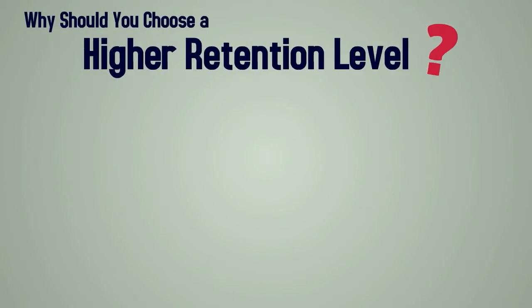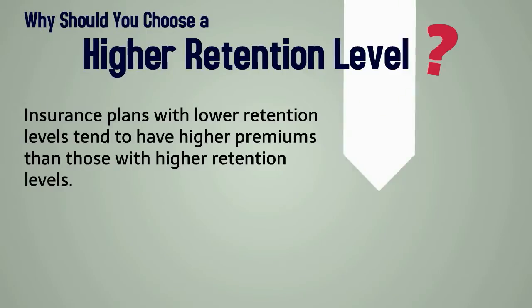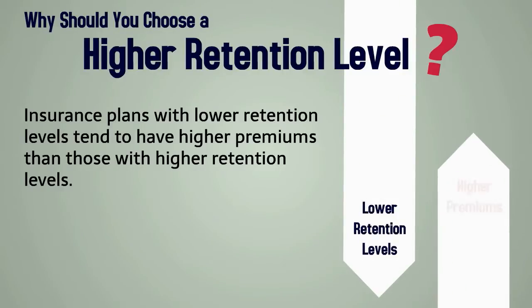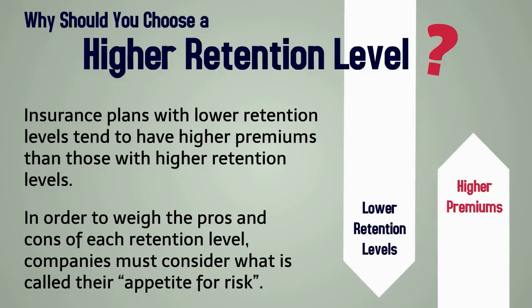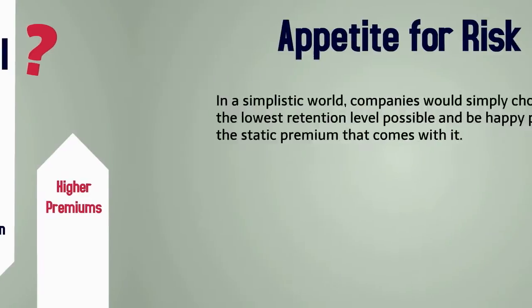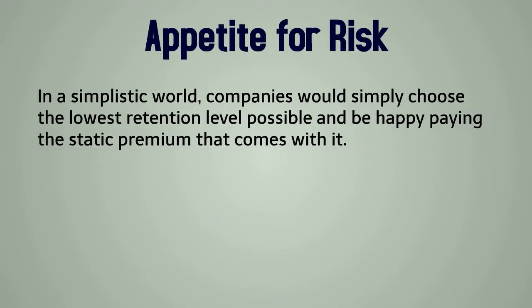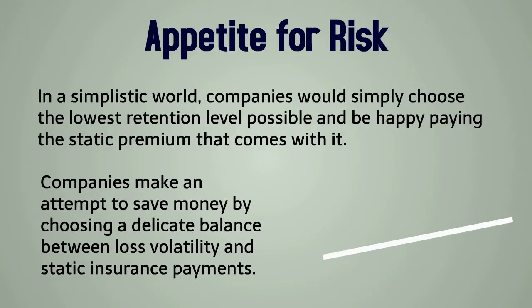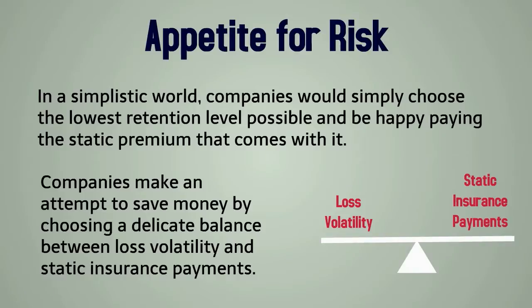So why should you choose a higher retention level? This is a common question among those being introduced to the idea of a retention level. Essentially, it comes down to the fact that insurance plans with lower retention levels tend to have higher premiums than those with higher retention levels. In order to weigh the pros and cons of each retention level, companies must consider what is called their appetite for risk. In a simplistic world, companies would simply choose the lowest retention level possible and be happy paying the static premium that comes with it. Of course, this is rarely the case. Realistically, companies make an attempt to save money by choosing a delicate balance between loss volatility and static insurance payments.